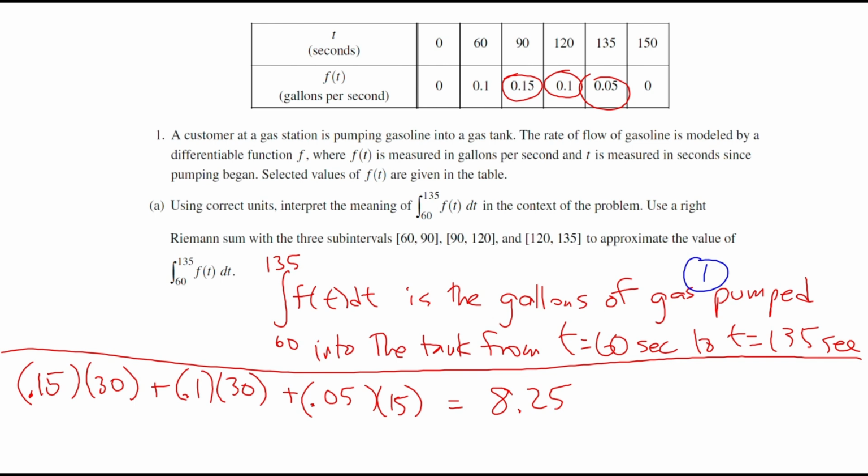And if you choose to write out things like f of 90 times 90 minus 60 plus f of 120 times 120 minus 90, you can write all of those out, but this answer is sufficient to give you both the second and the third points, right? So we got 3 points here for part A.